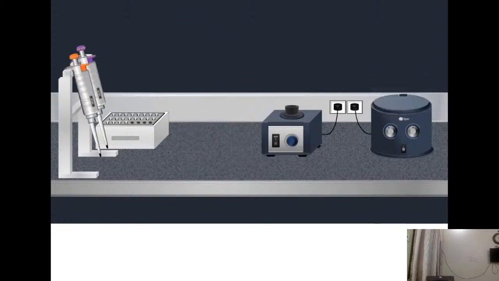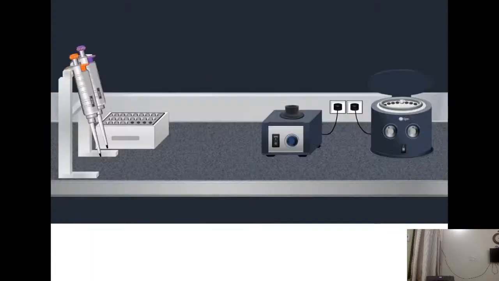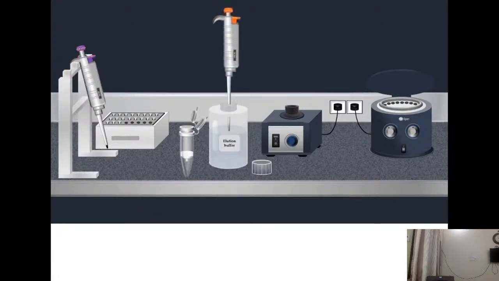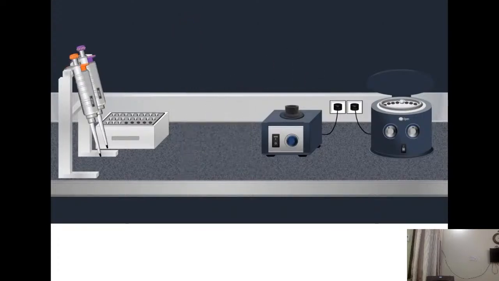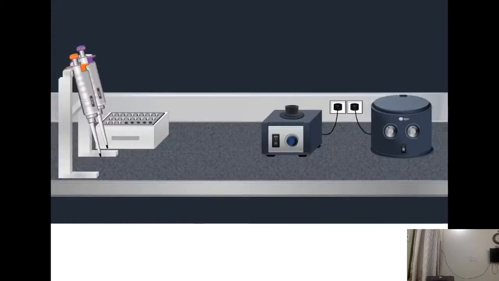The column is put in a centrifuge again, forcing the wash buffer through the membrane. This removes any remaining impurities from the membrane, leaving only the RNA bound to the silica gel. Once the sample is washed, the column is placed in a clean microcentrifuge tube, and an elution buffer is added. Then, a centrifugation is carried out, forcing the elution buffer through the membrane. The elution buffer removes the viral RNA from the spin column, and a purified RNA, which is free of protein, inhibitors, and other contaminants, is obtained.